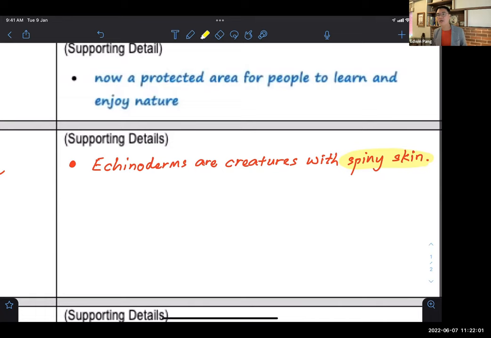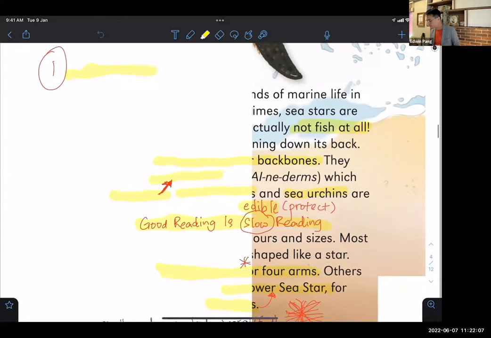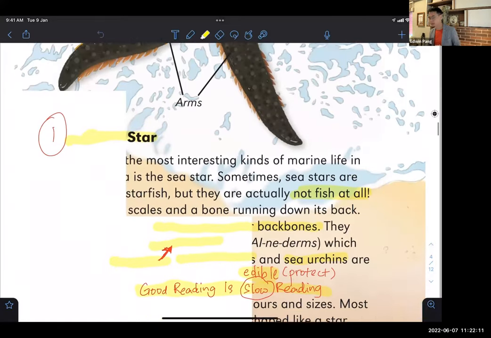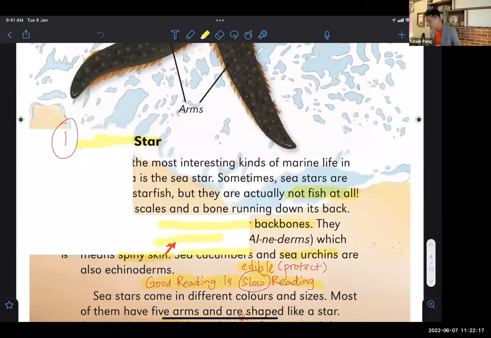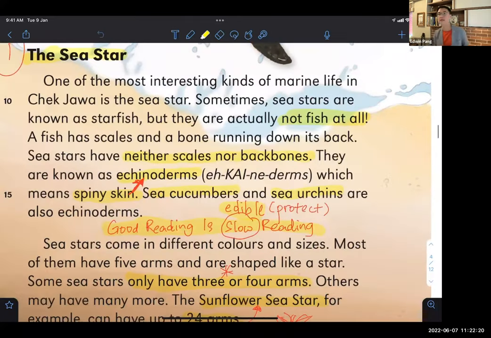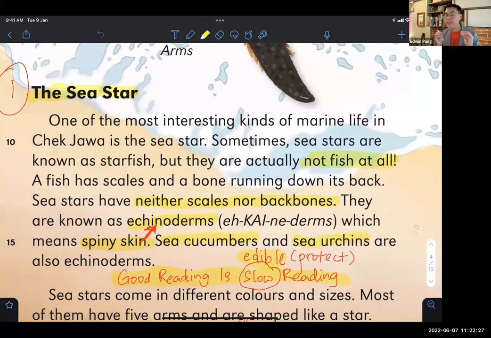Okay, next. Can anyone tell me what other important information about echinoderms I can find here? Sorry, it's not loading very clearly. Give me a minute. Okay, there we go. So let's stay here for a while. This paragraph contains some other information that is special to echinoderms. What else can I say about echinoderms besides the fact that they have spiny skin? Anyone? Please wave your hands about if you can see something in this paragraph that shows me another supporting detail about echinoderms. Can you see something else?